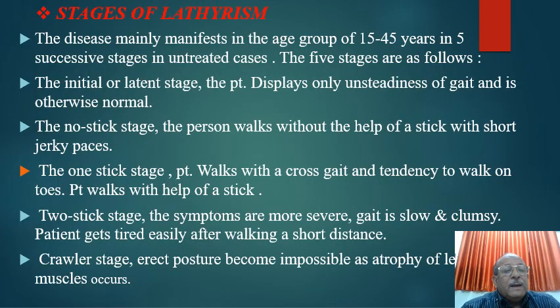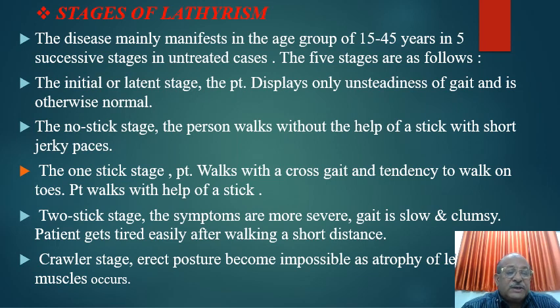Stages of lathyrism. The disease mainly manifests in the age group of 15 to 45 years in 5 successive stages in untreated cases. The initial or latent stage: the patient displays only unsteadiness of gait and is otherwise normal. Then comes the no-stick stage: the person walks without the help of a stick with short, jerky paces. Then comes the one-stick stage: the patient walks with a crossed gait and a tendency to walk on toes, with the help of a stick.